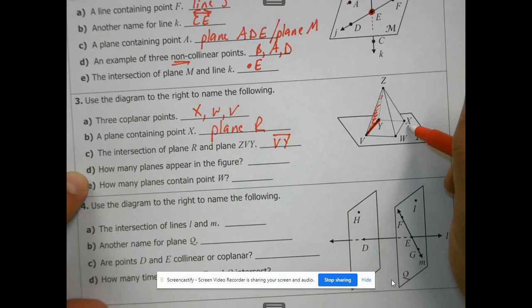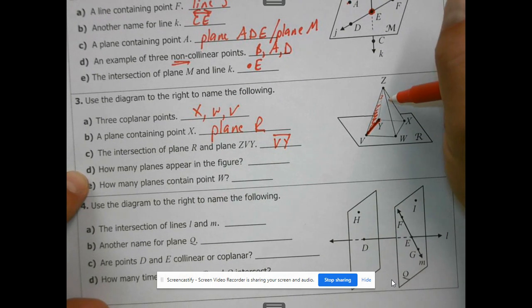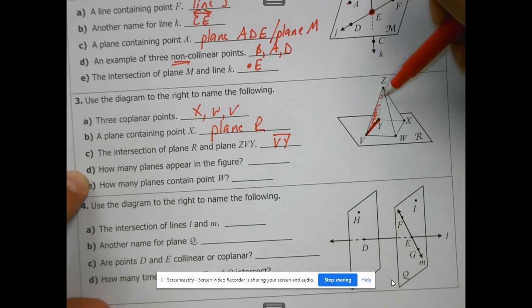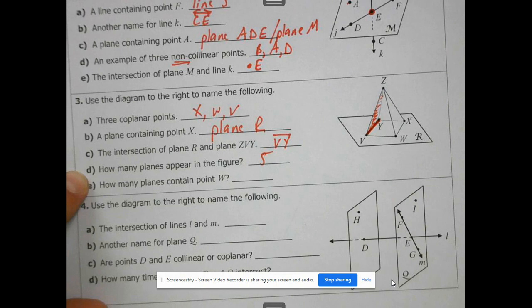D, how many planes appear in the figure? You've got one on the bottom, and you've got 1, 2, 3, 4 that wrap around this triangle right here. So 4 sides of the square pyramid, and you've got one on the bottom. So a total of 5 planes.